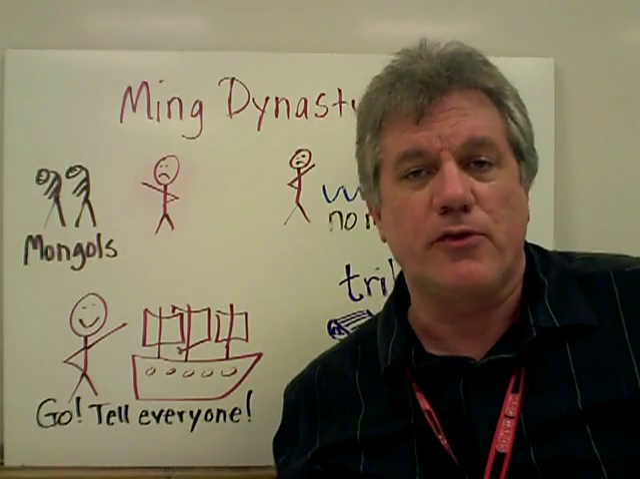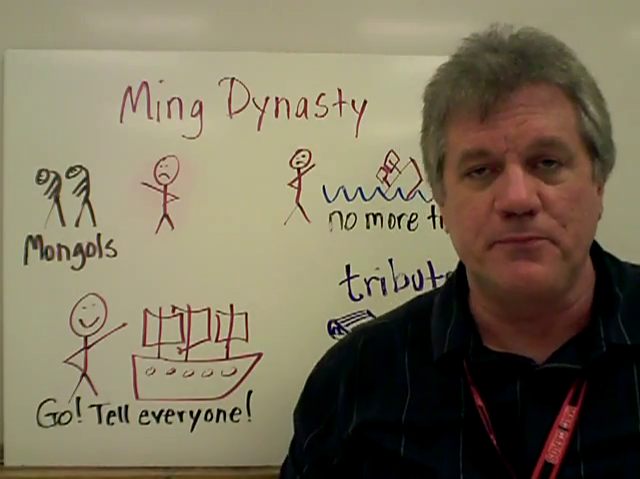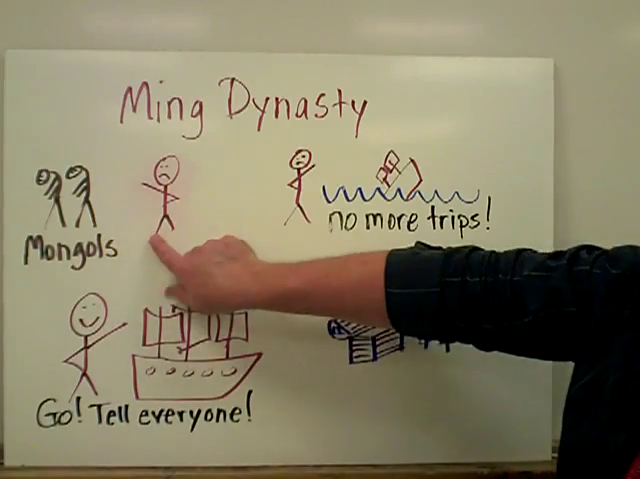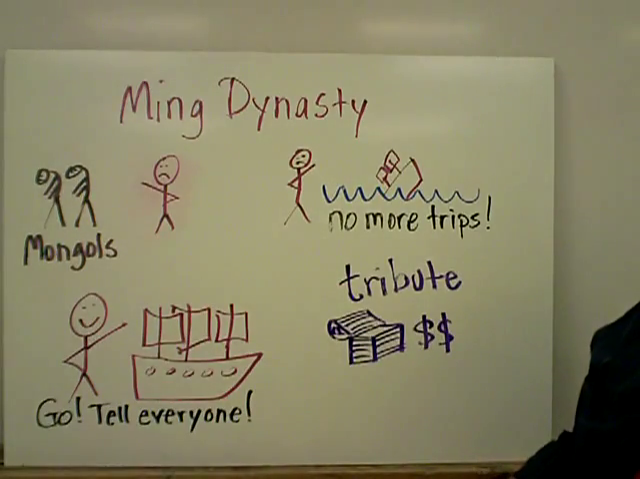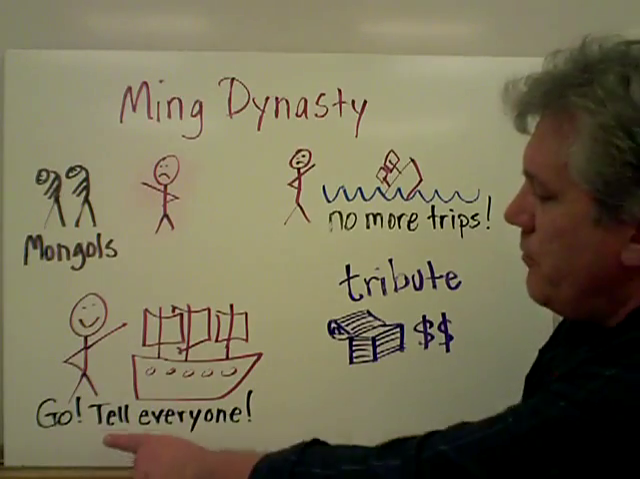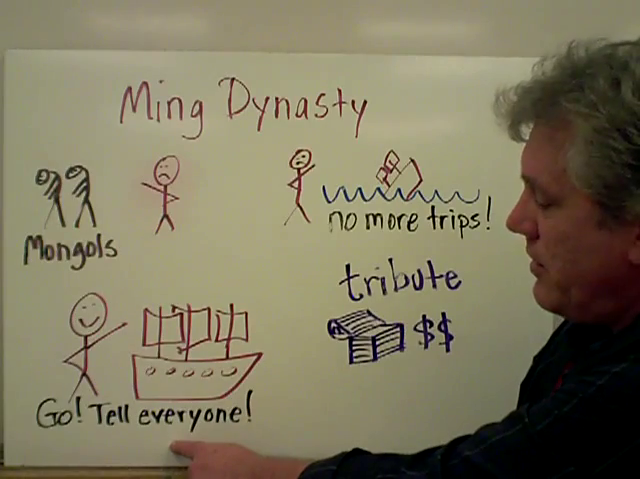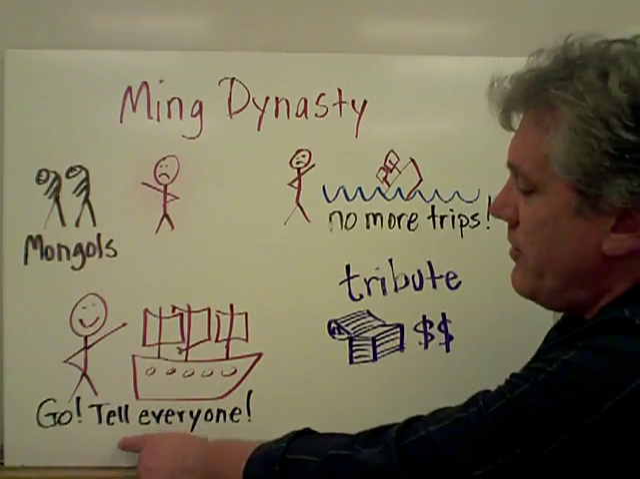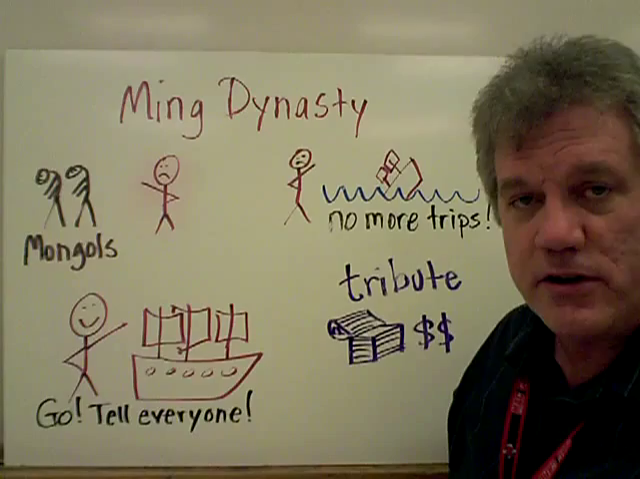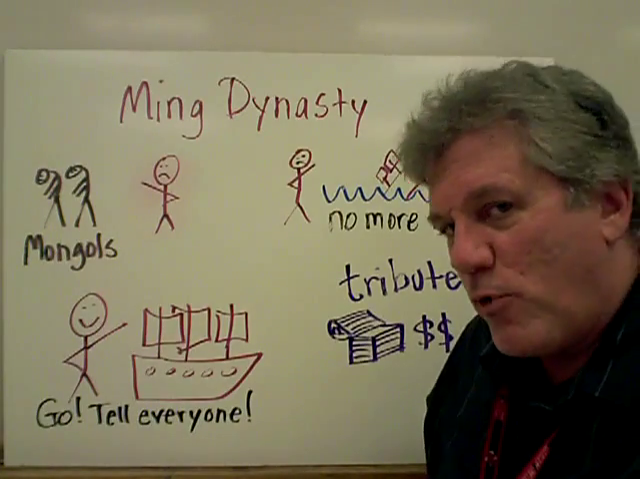Meanwhile, China was ruled by the Ming Dynasty. The Ming Dynasty had thrown out the Mongols and were building a vast empire. The Ming Emperor built a huge fleet and sent them around the world saying, "Tell everyone how great China is and make them respect us."